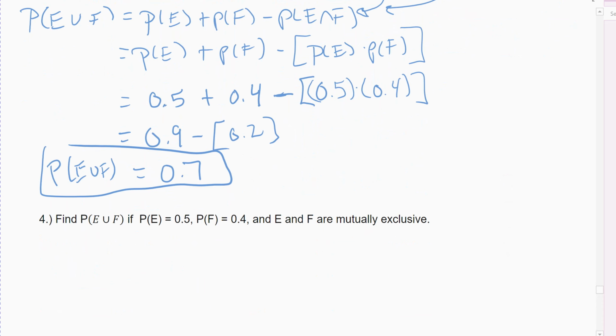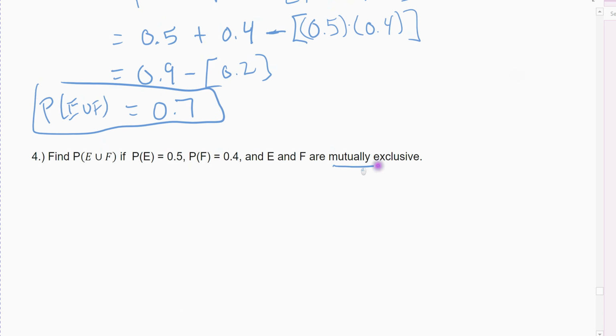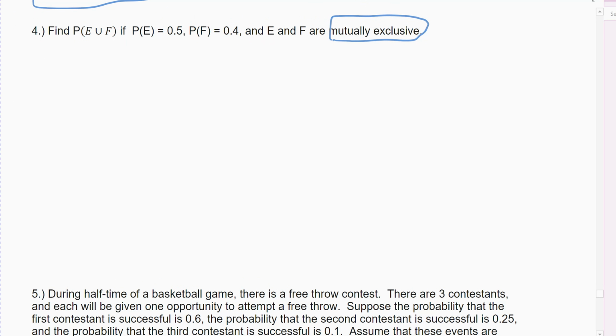Same setup in the next question, but I'm going to change one thing, but that one thing is going to make a big change. So what I'm changing is this word. I'm switching out independent for mutually exclusive. That's it. That's the only thing I changed, but it does change the final answer. I'm asking you for the or statement. So I want to know the probability of E or F. Well, probability of E plus the probability of F minus the probability of E and F.